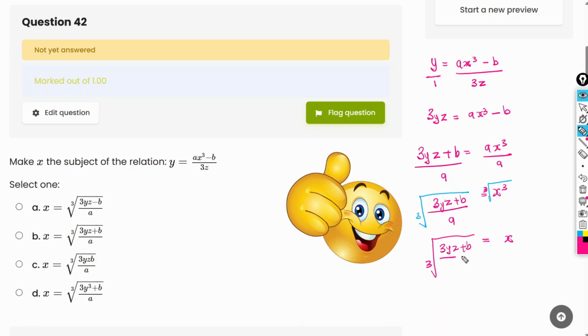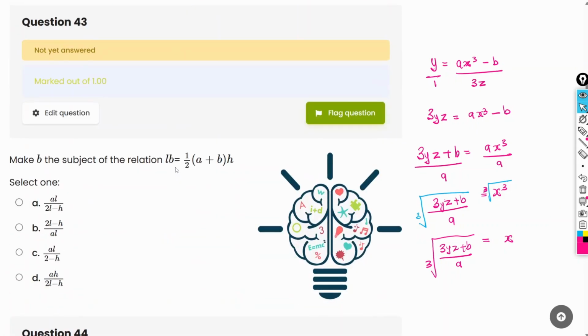3yz plus b over a. Cube root of 3yz plus b over a. All right, so that's option B. Good. That's 42. 43 says make b subject of the relation.